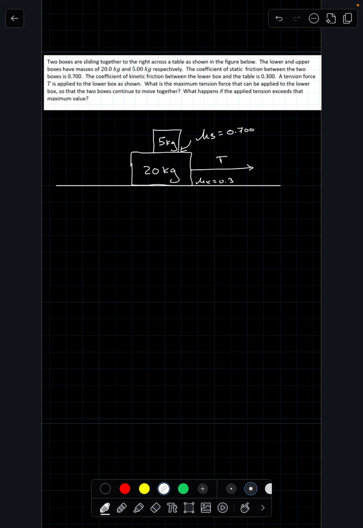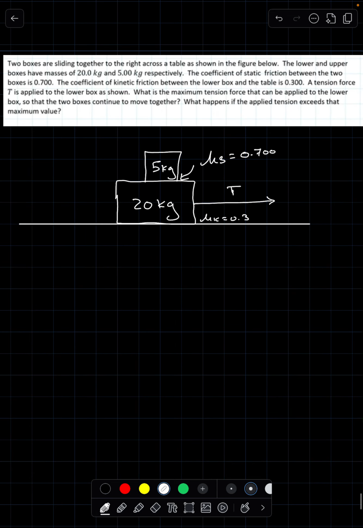So the first video is a physics question with stacked boxes with friction. This is just going to be an example problem with a step-by-step solution. So let's read the problem.